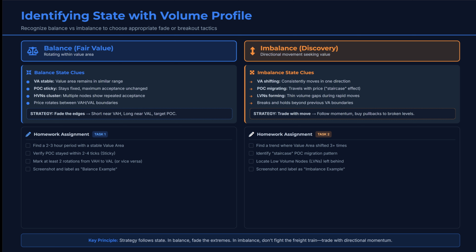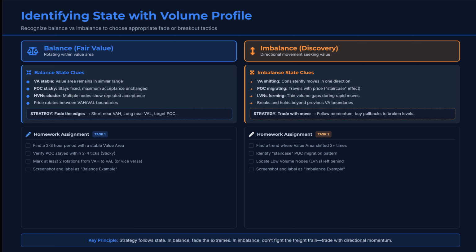Finally, take a screenshot of your chart with the value area drawn, the POC marked, and arrows showing the rotation pattern. Label this screenshot Balance Example and save it to your trading journal. Task number 2. Find an imbalance example.